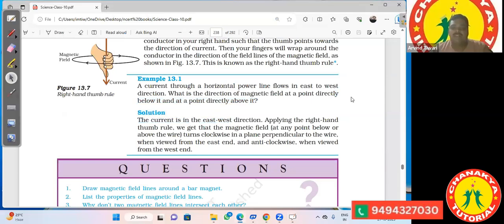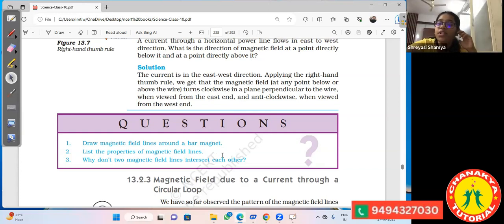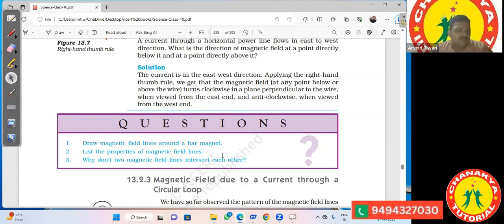So let's see the next one. You can check the answer. The current is in the east-west direction. Applying the right hand thumb rule, we get the magnetic field at any point below it turns clockwise in a plane perpendicular to the wire when viewed from east and anti-clockwise when viewed from the west. Instead of north to south and south to north, they have put clockwise and anti-clockwise. So that's the same thing.